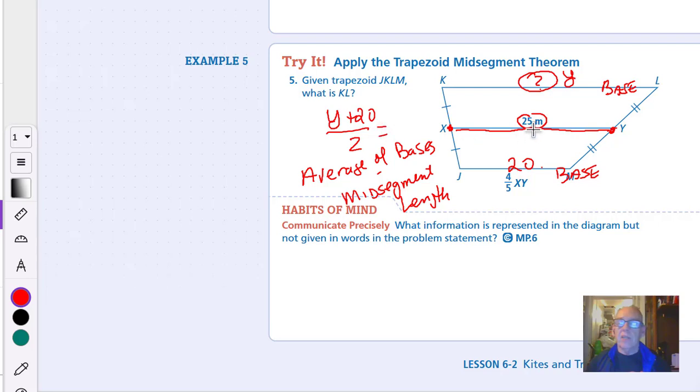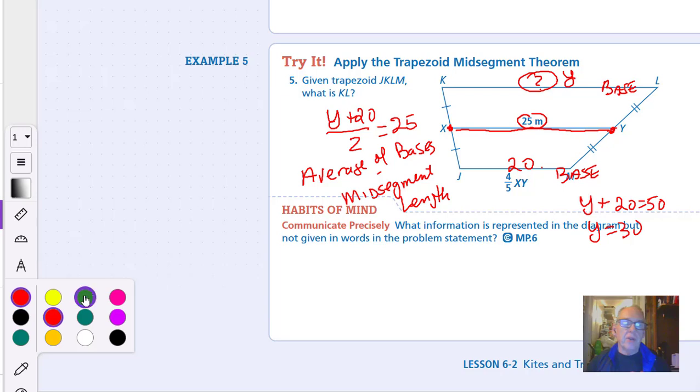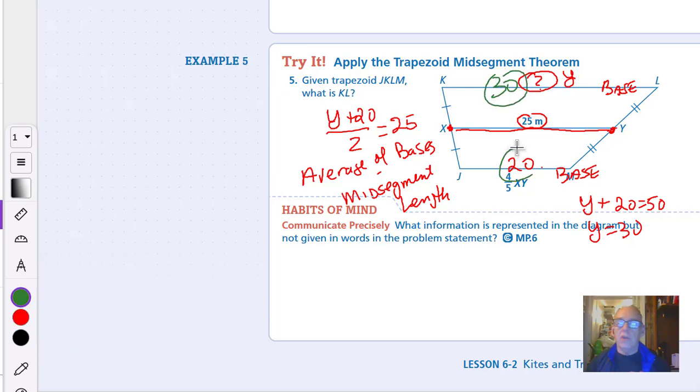So that needs to be equal to 25 according to the diagram. Multiply both sides by 2. We have y plus 20 is equal to 50. Y is equal to 30. So this other side here is 30. If we do 30 and 20 and divide by 2, we get 25.